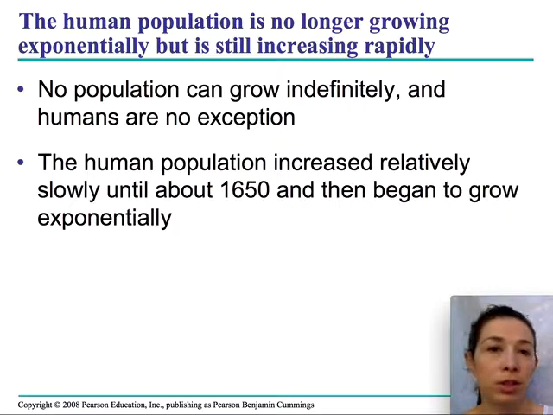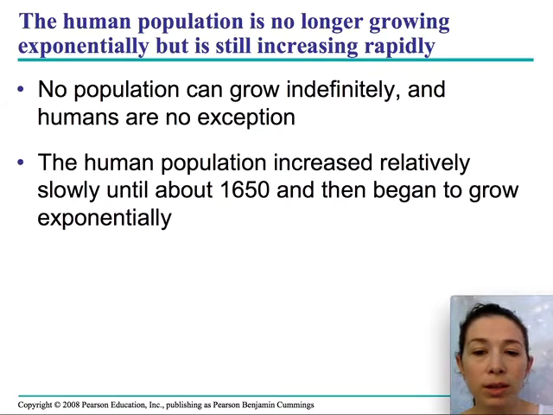And our population is growing exponentially. So if you remember from the last video, we looked at exponential growth, and that's that J-shaped curve. We're no longer fully exponential, but we're pretty much in the exponential. Our rate is slowing down, but we're still in the exponential growth phase. No population can grow indefinitely, right? We haven't seen that happen anywhere yet. We're not an exception. So our population increased relatively slowly until about 1650, and then it started growing exponentially.